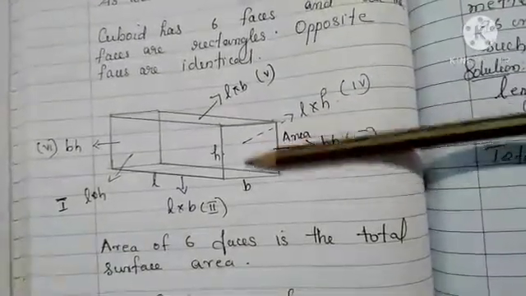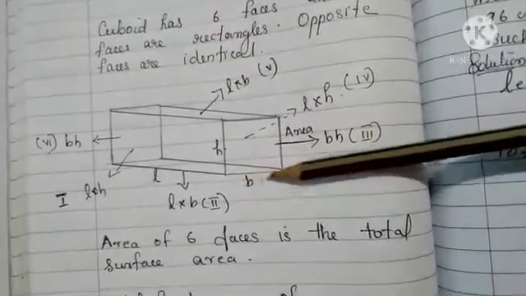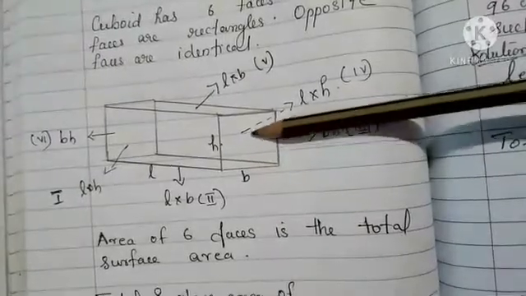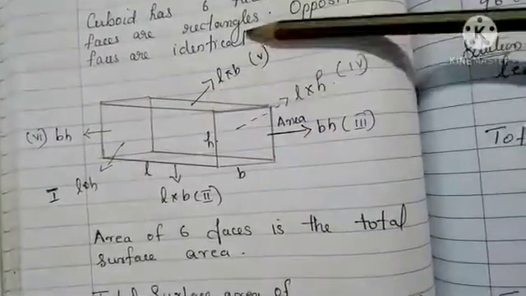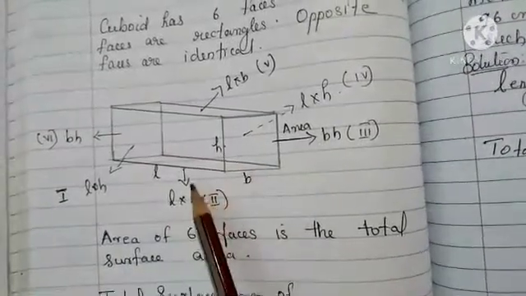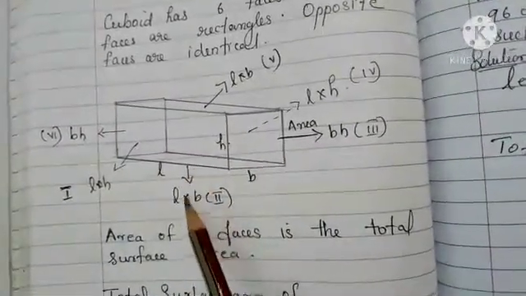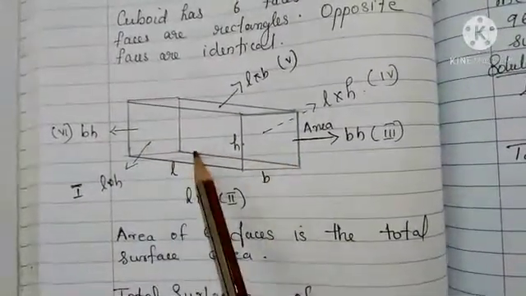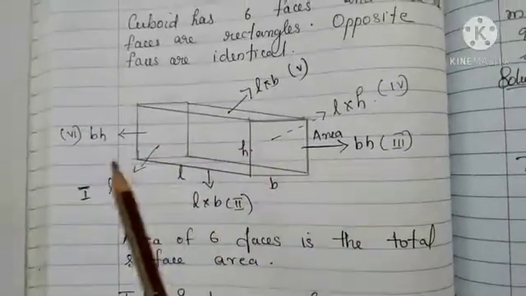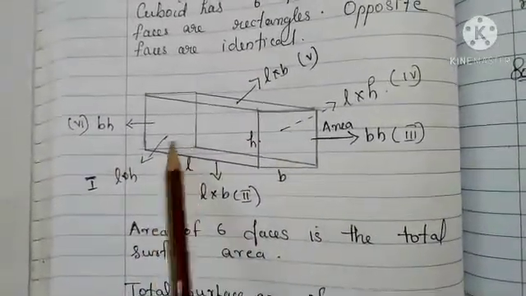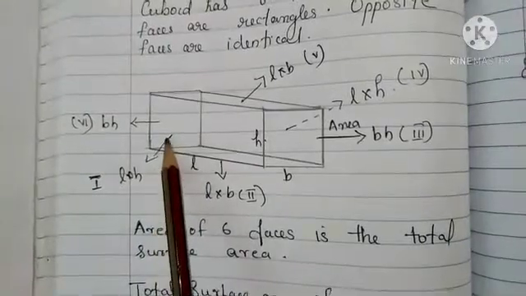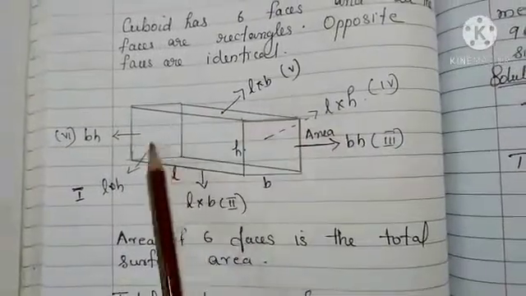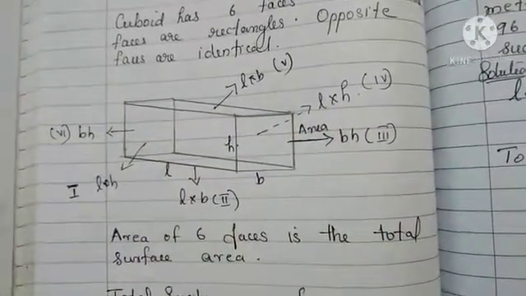Here you can see 6 faces and I have written their areas here. The area of this face will be breadth into height, so B into H. Like that, here on this side L into H, L into B and here also L into B. That means the bottom face and top face. These are the lateral faces, here 1, 2, 3, 4. Their areas are LH, length into H, LH, then here BH.